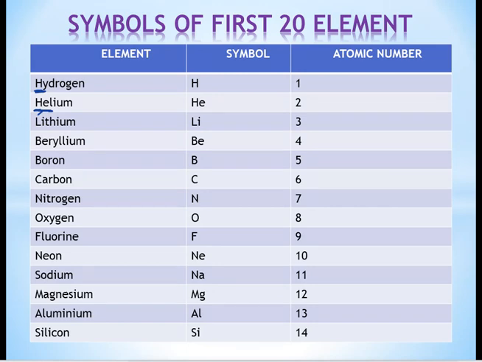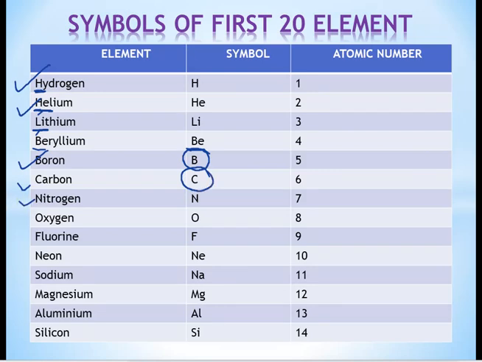So let's start with hydrogen. The symbol of hydrogen is H and its atomic number is 1. The second one is helium, its symbol is He, atomic number 2. For lithium, the symbol is Li, its atomic number is 3. For beryllium, the symbol is Be and its atomic number is 4. For boron, atomic number 5, the symbol is B. For carbon, atomic number is 6 and the symbol is C.